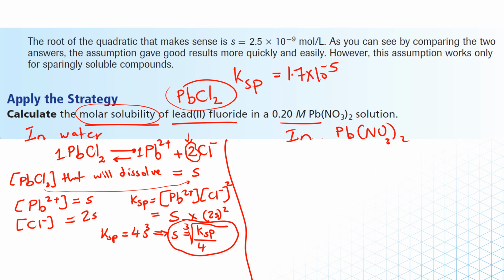Now, if we have this, this is very important, okay? This thing here dissociates into, so Pb(NO3)2 will break down into Pb2+ plus 2NO3-. So one here and one here. So the concentration of Pb2+ is equal to 0.2.